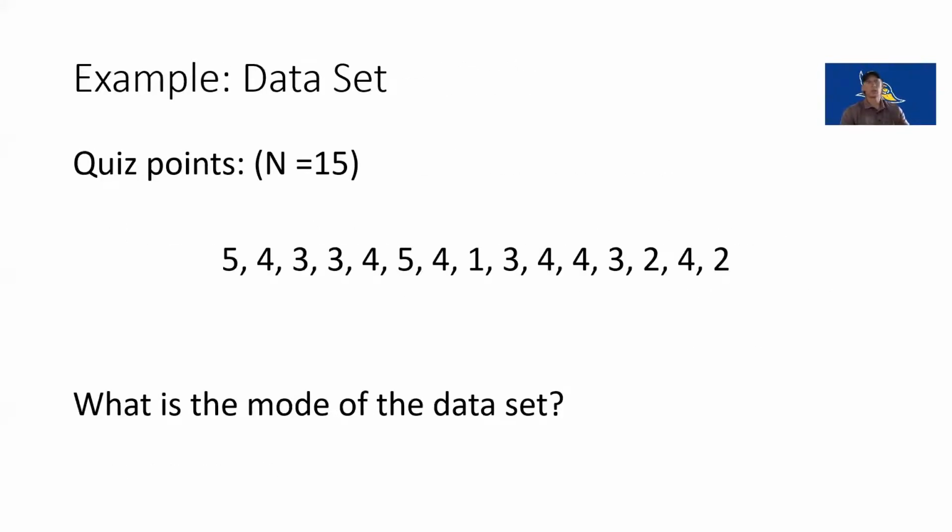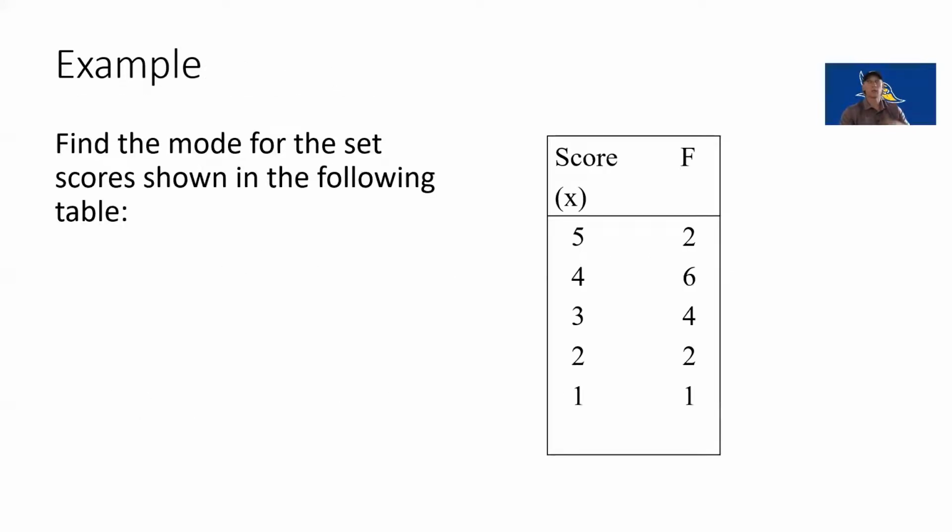So let's do a little example. What's the mode of this data set? Just looking at it, you might want to just count each one. It's a little bit easier if we just create a frequency distribution table. We look at each score, see how many times each one occurs. Now, what is the highest frequency? That's right, 6. So which score occurs with a frequency of 6? 4.